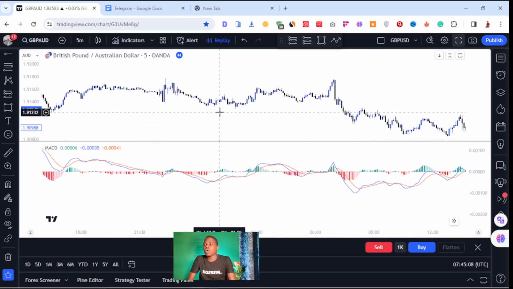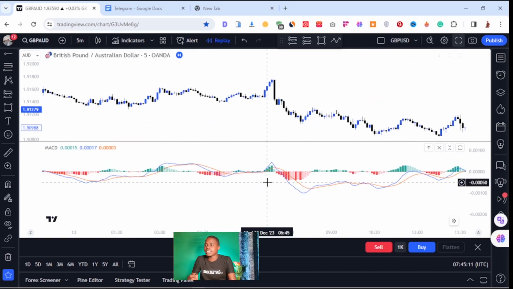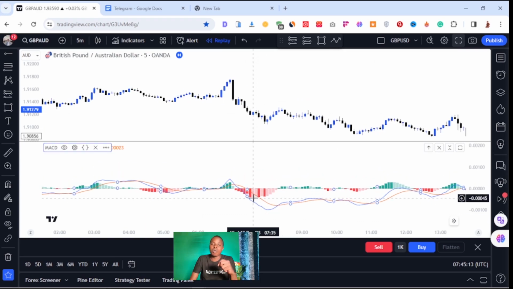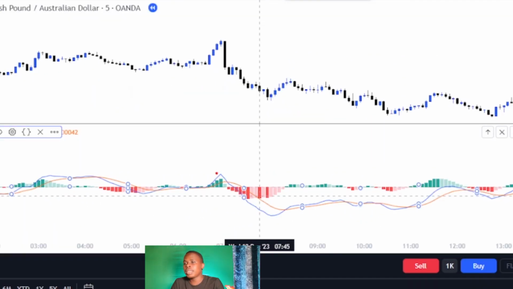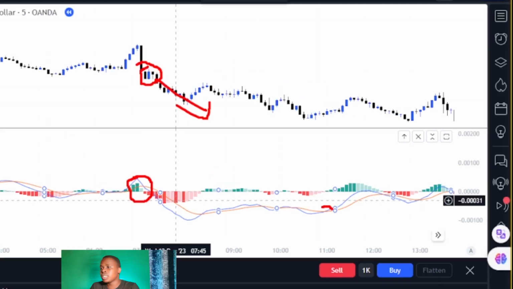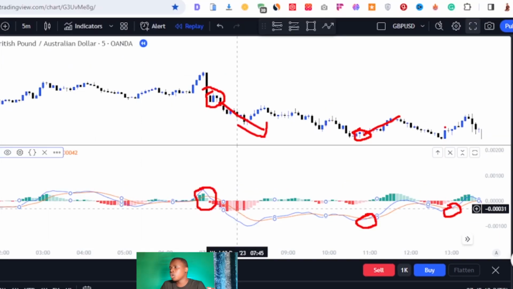Now, the general rule of trading the MACD is just trading on the crossover of the MACD line and the signal line. For example, if you look at this market, you are going to see that when the MACD line crossed the signal line right here, going to the downside, we see the market going to the downside. Here you can see when the MACD line, which is the blue line, crossed above the orange line, which is the signal line, we saw the market pushing to the upside. Here again, we saw the same thing. The market pushes to the upside.